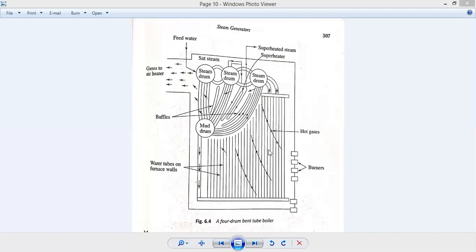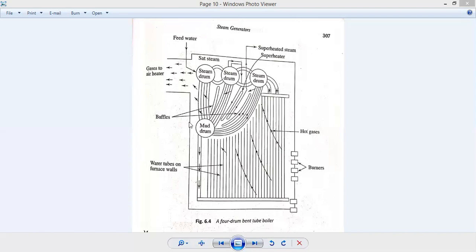Here the gases surround all the drums and come out to the air heater itself, where the air is being heated and sent to the furnace. There are baffle walls inside the banks of tubes of the drum, and baffle walls are required to prevent and control the movement of the hot gases around the drum. They should come through here and through here and go out through here and through here. That's the way it is coming in and going out.